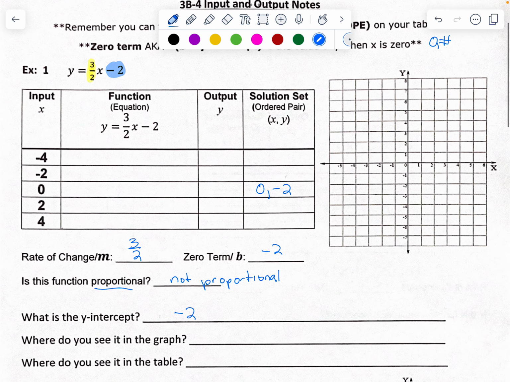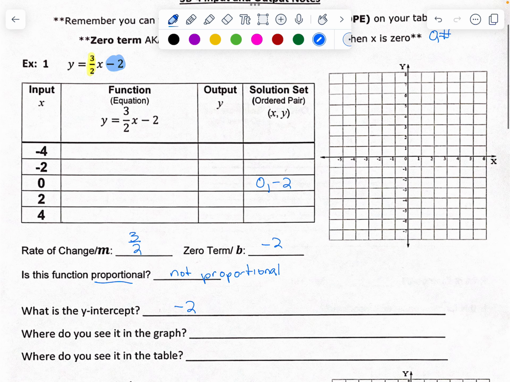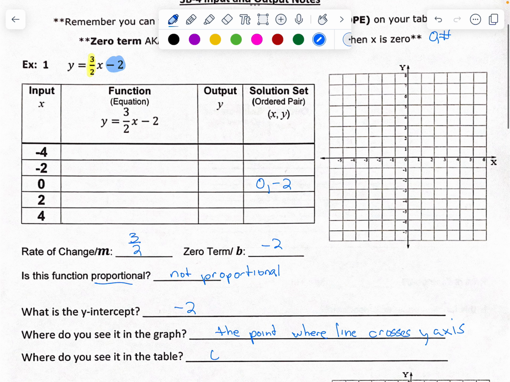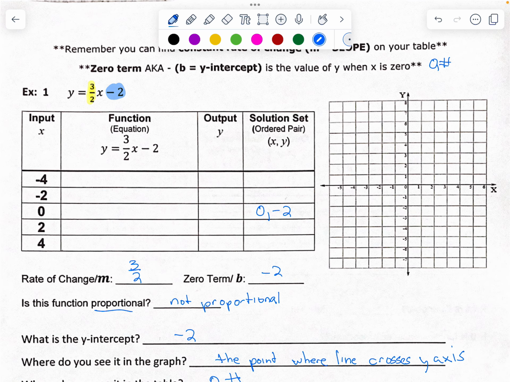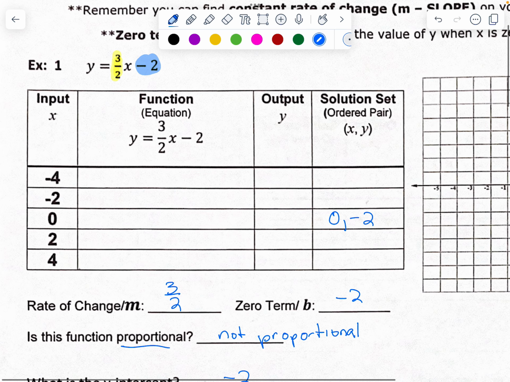Where do I see it on the graph? I see it at the point where the line crosses the y-axis. Where do I see it in the table? 0, number.